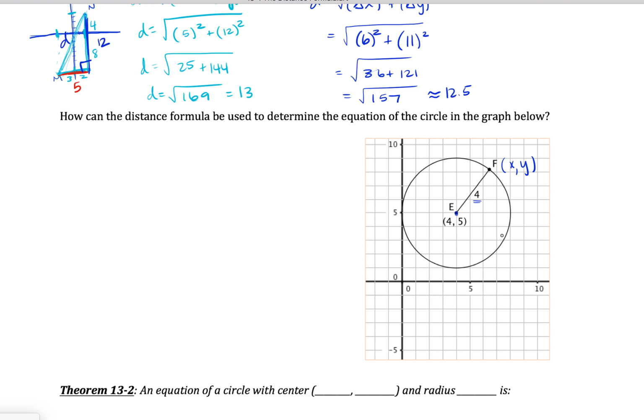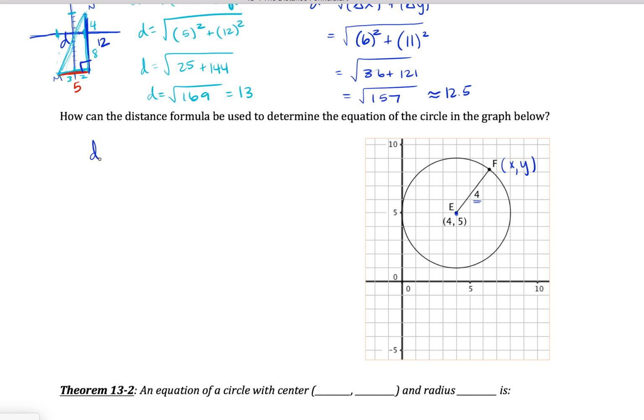So let's think about this for a second. I know that I have a center of a circle and I have a radius of 4. And the definition of a circle is all the points that are a certain distance away, the radius away, from a center point. So in this case our center point is 4, 5, and our radius is 4. So all of these points are 4 units away from 4, 5. Well, what does that mean, and what does that have to do with the distance formula?